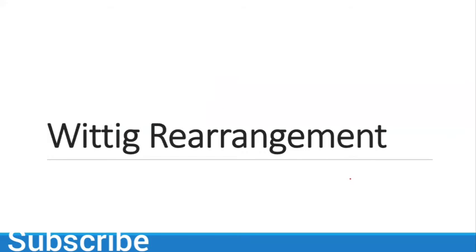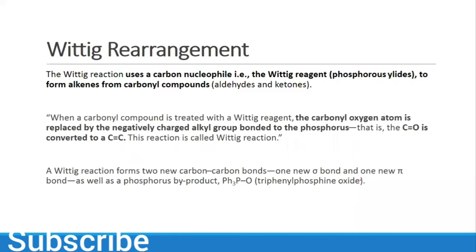What is Wittig rearrangement? The Wittig reaction uses a carbon nucleophile, the Wittig reagent phosphorus ylide, to form alkenes from carbonyl compounds, aldehyde or ketone. So for Wittig rearrangement, we need Wittig reagent, which is phosphorus ylide. When a carbonyl compound is treated with the Wittig reagent, the carbonyl oxygen atom is replaced by the negatively charged alkyl group bonded to the phosphorus, that is the C double bond O is converted to C double bond C. The reaction is called Wittig reaction.